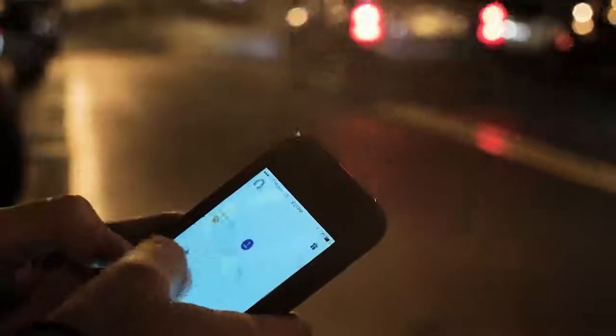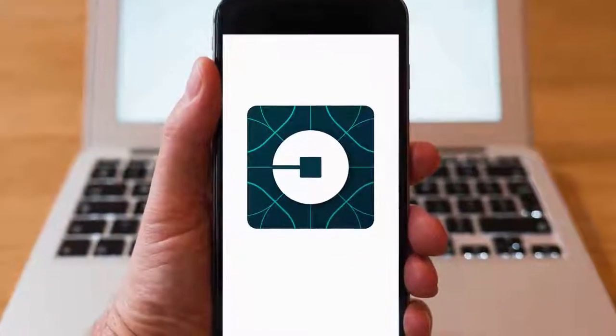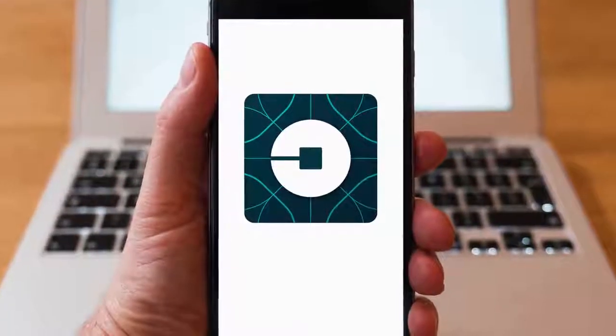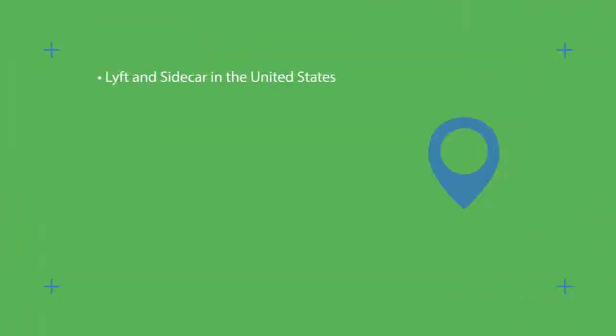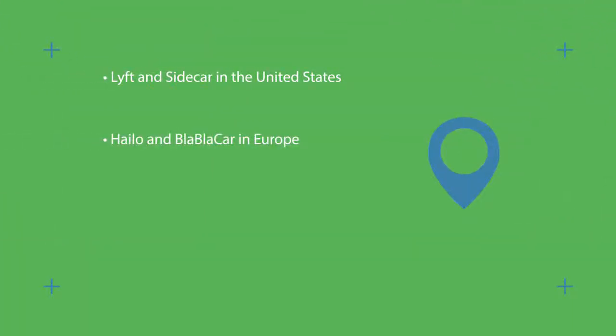services. The trend is not confined only to high-income countries. While Uber operates in more than 57 countries and 300 cities, regional competitors have emerged, such as Lyft and Sidecar in the United States, Hailo and BlaBlaCar in Europe, and Kuaidi Taxi in China, among others.